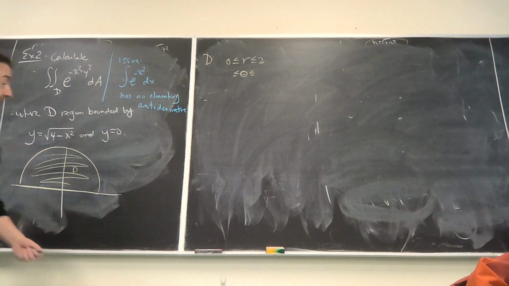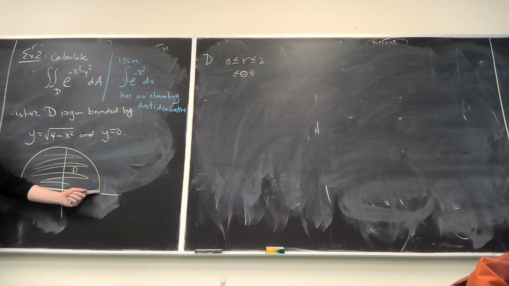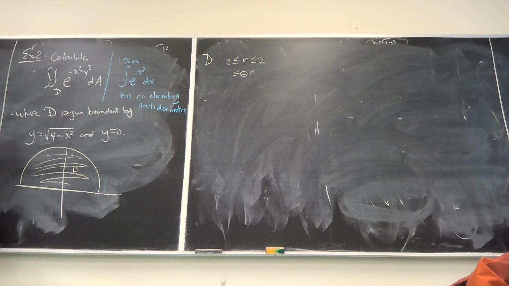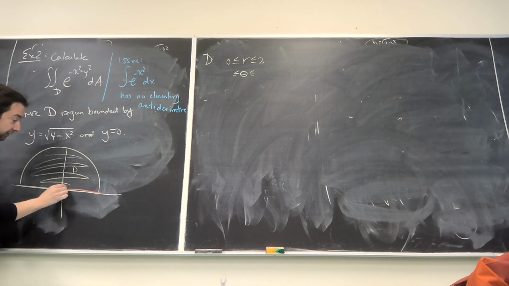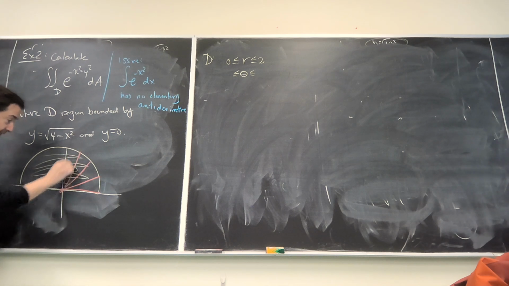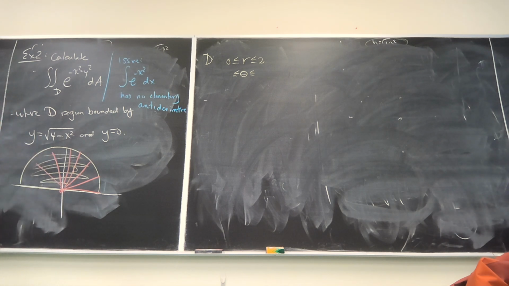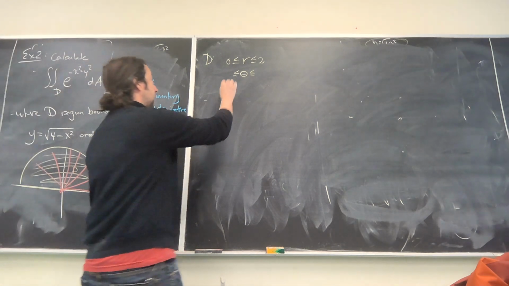The temptation might be to go from -2 to 2, but that's going to end up getting you stuff you don't want when you start rotating. Think about radius in these cases as starting at the origin, from the origin out to the curve. Theta? 0 to pi.